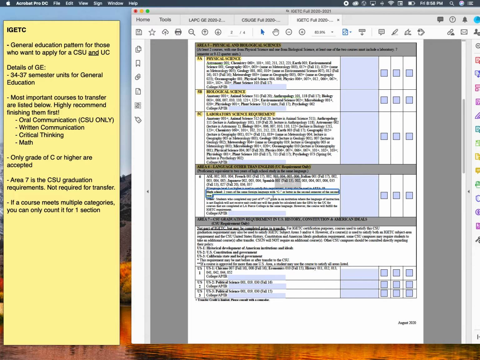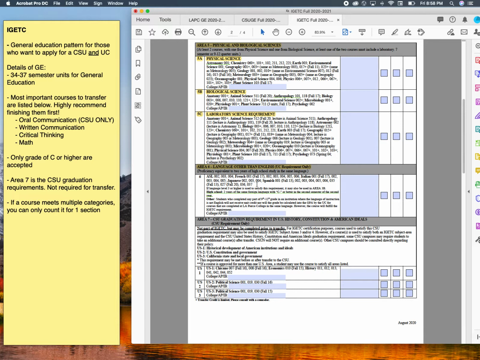You need to make sure your high school transcript, though, is sent to our admissions and records for you to get this section waived, okay? Otherwise, if you didn't pass high school foreign language second year with your second semester with a C minus or better, then what you would have to do is take a course in here that will meet this requirement, okay?